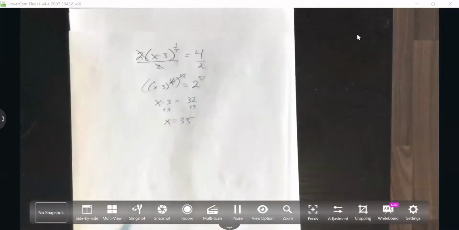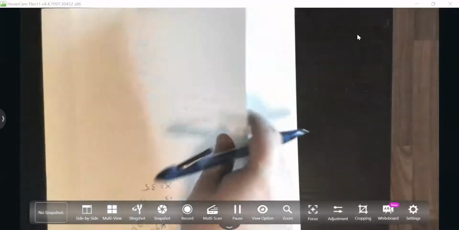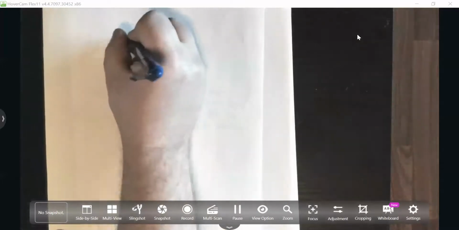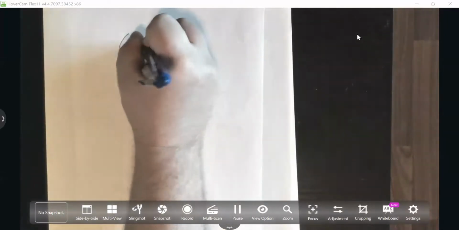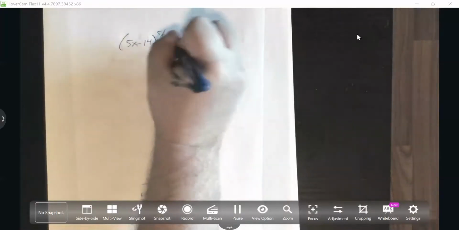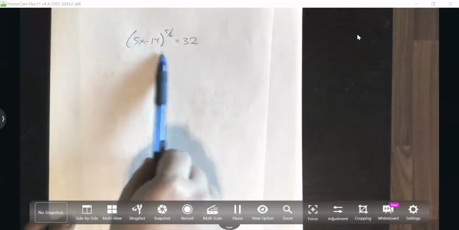All right, let's take a look at another one, maybe one with a weirder power. How about (5x minus 14) to the 5/6 equals 32? All right, well, this time we have a stranger power, so let's see if that makes any difference. So step one, isolate. Okay, we're not adding or subtracting anything. We don't need to combine stuff. There's no coefficients. That step's done.